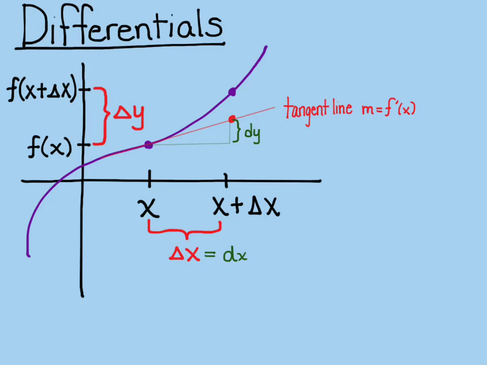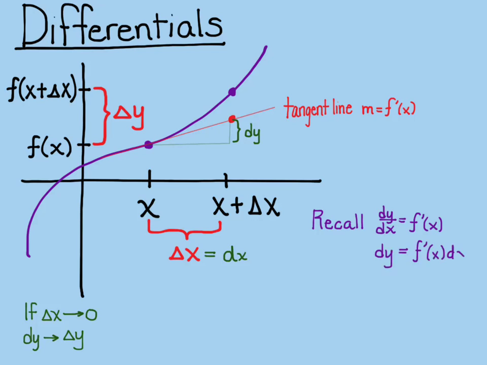Remember that the slope of the tangent line is f prime of x, and we know that if delta x goes to 0, then dy is going to be getting closer and closer to delta y. Recall that dy by dx equals f prime of x. This is just two different ways of writing our notation for the derivative. If we multiply both sides by dx, however, we get that dy is given by f prime of x times dx. dy is called the differential of f evaluated at x.